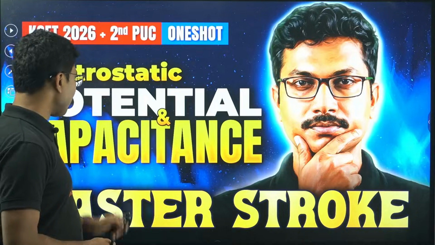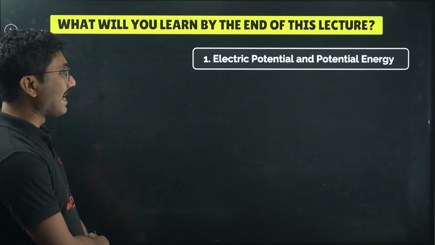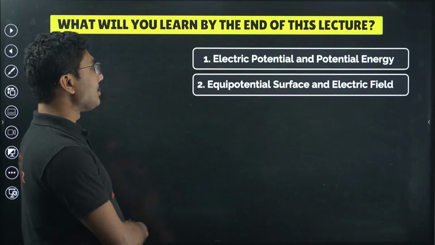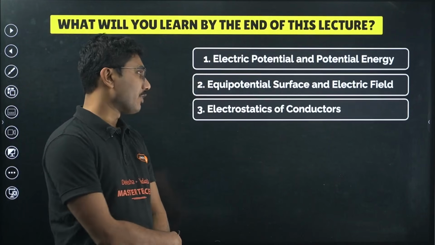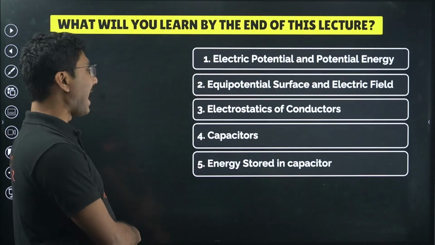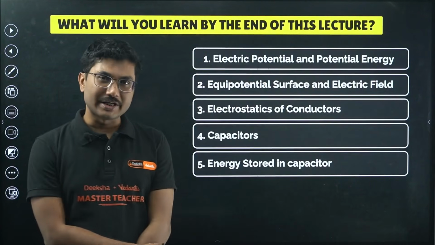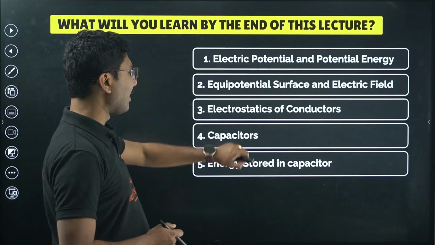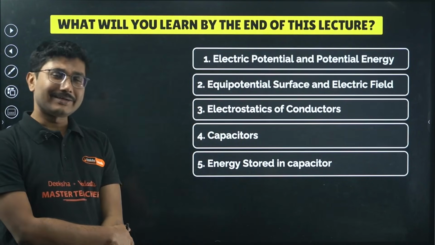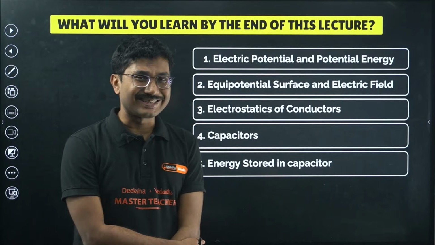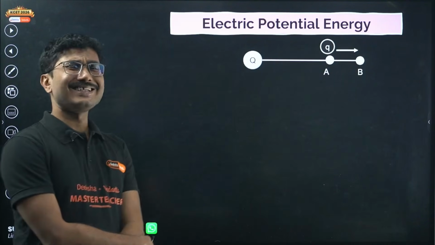So what we are going to discuss today, the list of topics: electric potential and potential energy, equipotential surface and electric field, electrostatics of conductors, capacitors and energy stored in capacitors. So these are the concepts that we will study today. Also in between we have dielectrics, I think we forgot to add it. So dielectrics, polar and non-polar dielectrics will also be discussed in this lecture, right? Let's start. So electric potential energy.